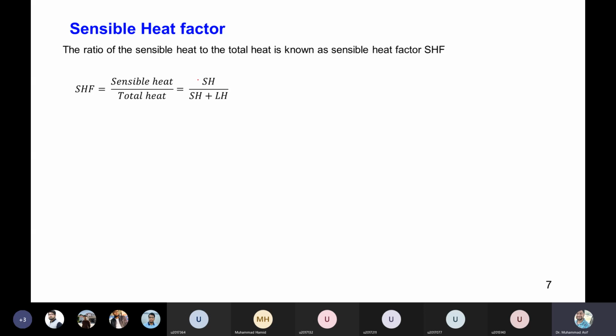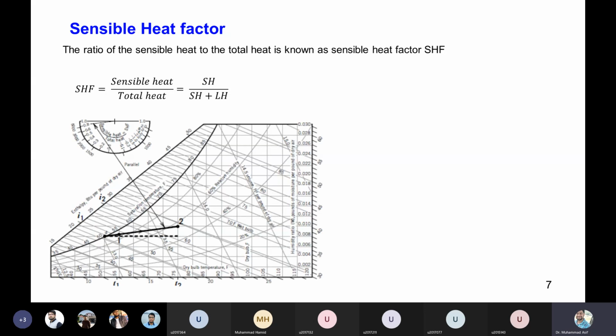So this basically gives you, out of the total heat, how much is the sensible heat supplied to get the required condition of the moist air. As you can see from the psychrometric chart, as I explained in the previous lecture as well, let's say there is a process 1 to 2. This process 1 to 2 is basically the heating and humidification process. I mean, you are heating as well as humidifying.